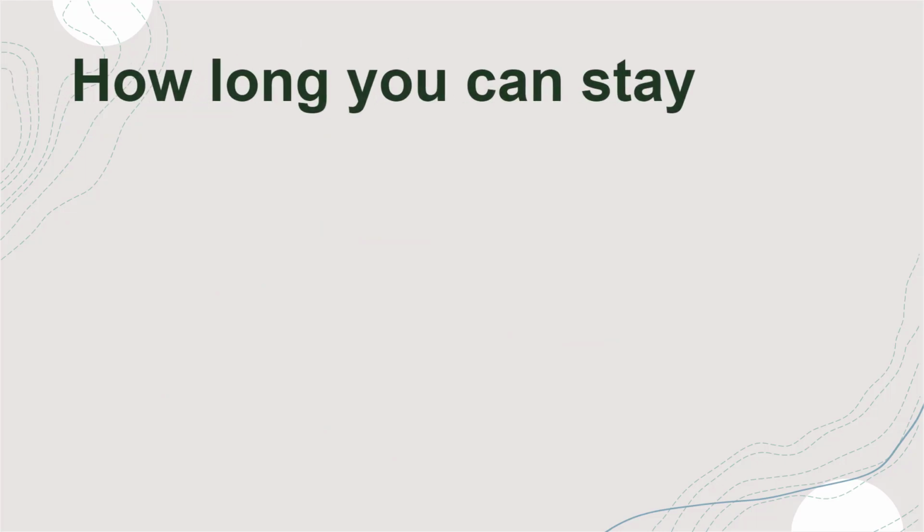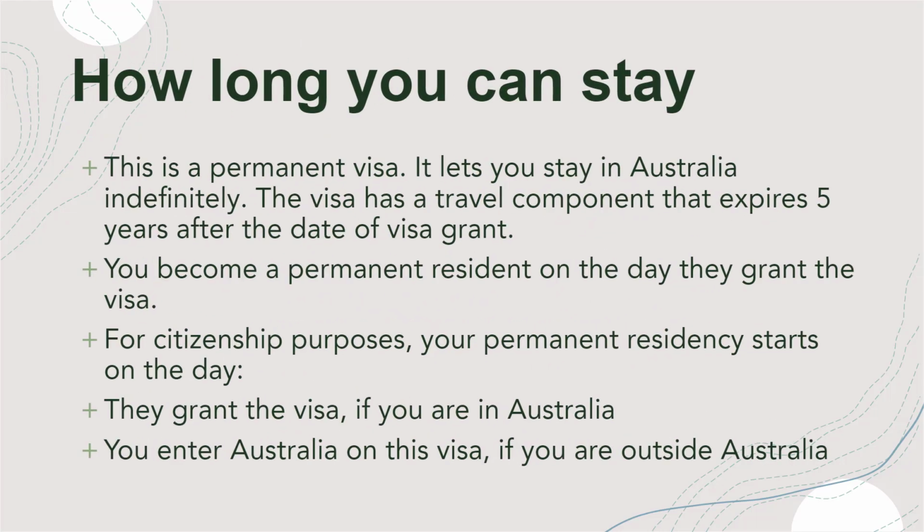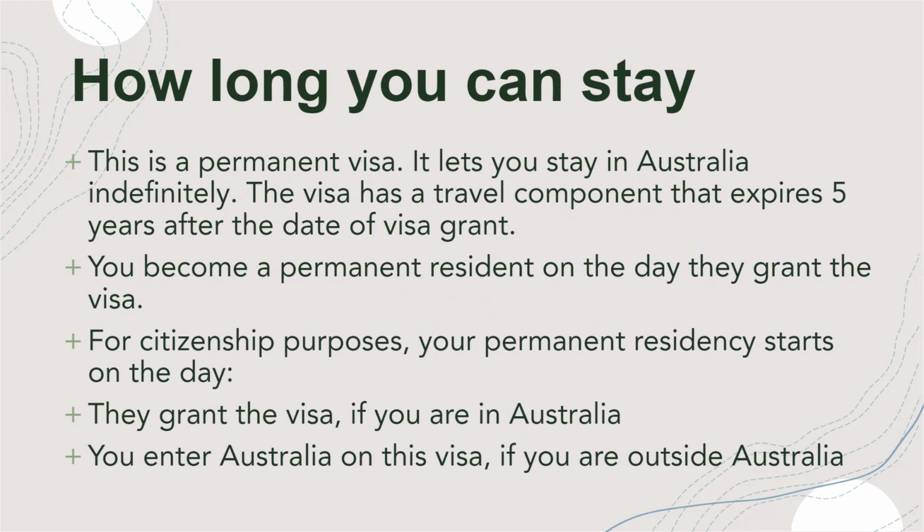Now, let's talk about how long you can stay in Australia. This is a permanent visa. It lets you stay in Australia indefinitely. The visa has a travel component that expires 5 years after the date of visa grant. You become a permanent resident on the day they grant the visa. For citizenship purposes, your permanent residency starts on the day they grant the visa. If you are in Australia, you enter Australia on this visa.